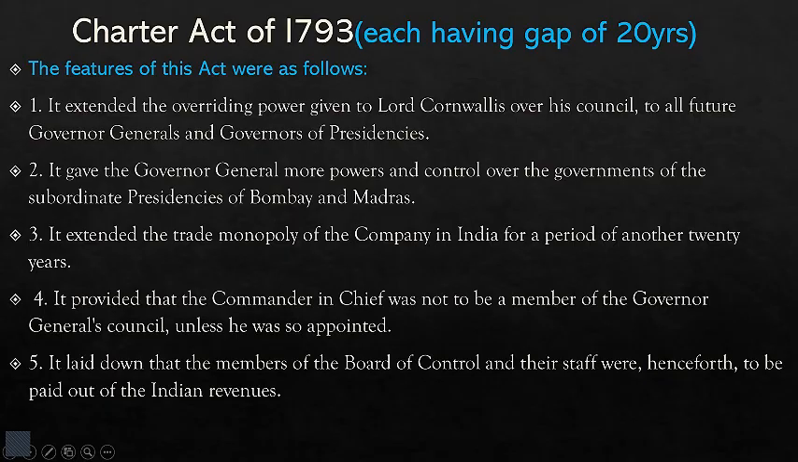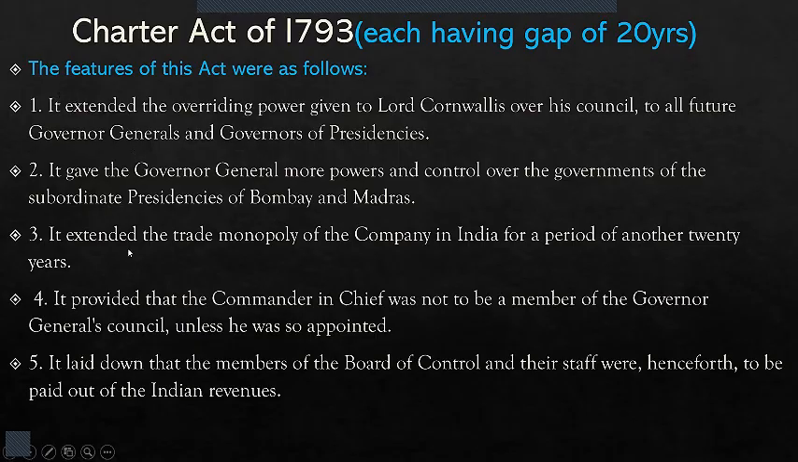Now it gave the governor general more power and control over the governments of the subordinate presidencies of Bombay and Madras. The Governor General of Bengal was given more power by this. He had power at that time as well, like in earlier acts, but now it was giving supreme powers over the presidencies of Bombay and Madras.